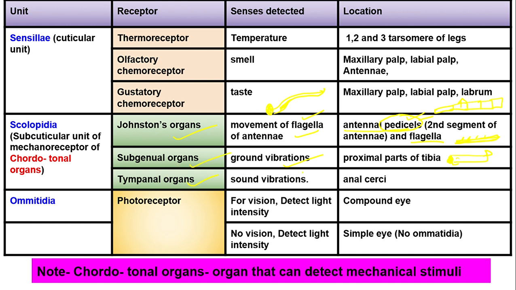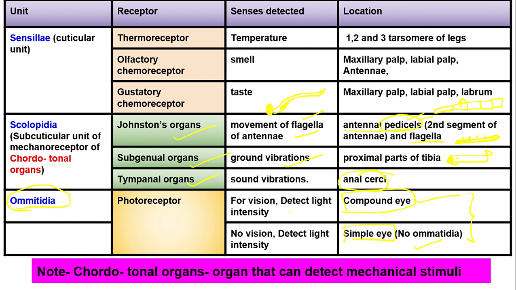Tympanal, that means if we talk about sound, then where will it be? I just told you, it is in the anal cerci, okay, anal cerci. Then the last one is ommatidia, which we will study in detail in upcoming slides. So here for now just understand that we are going to talk about the compound eye and the simple eye, wherein ommatidia is present only in the compound eye, but in simple eye there is no ommatidia present. What are these two eyes useful for?